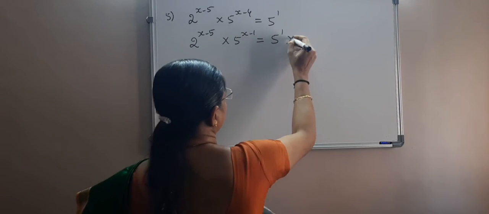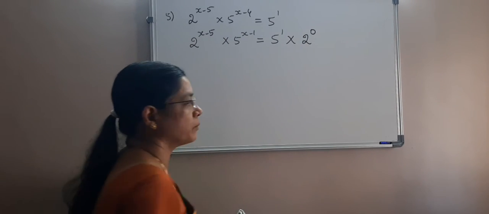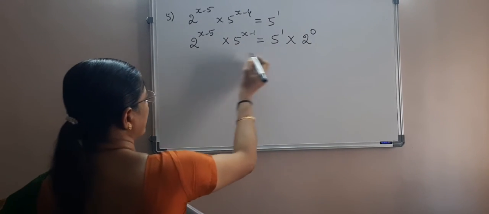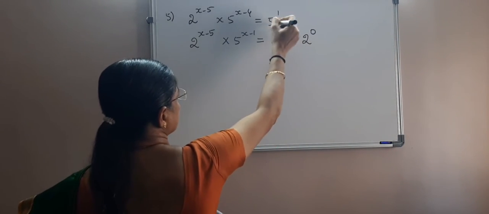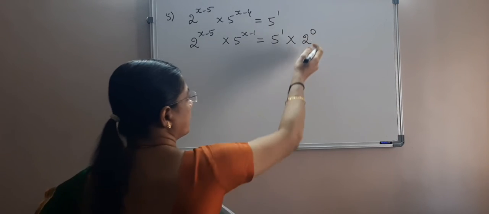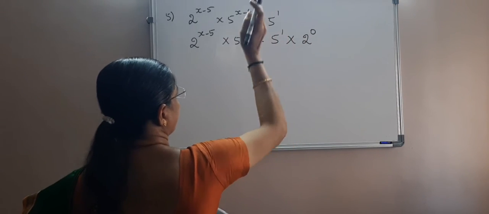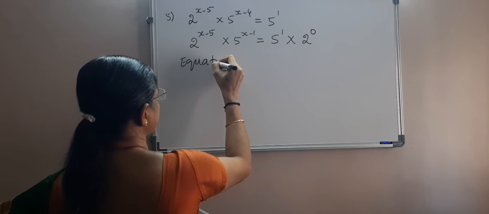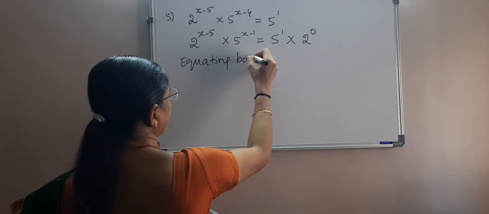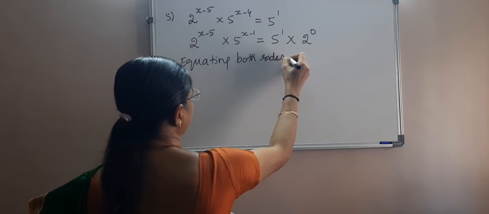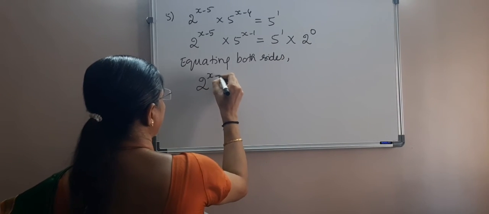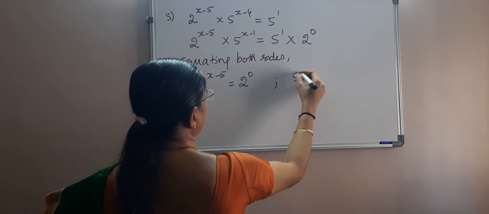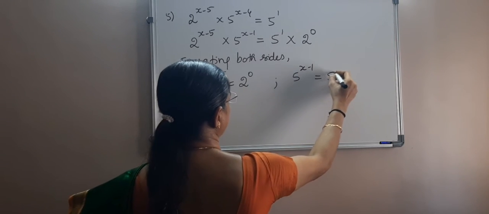So what I do is I add 2 power 0 here, because 2 power 0 we know is 1. So it is not going to change this 5 power 1 in any way, because 2 power 0 is 1. 1 into 5 power 1 is this much. So now equating both sides, I get 2 power x minus 5 is equal to 2 power 0, and 5 power x minus 1 is equal to 5 power 1.